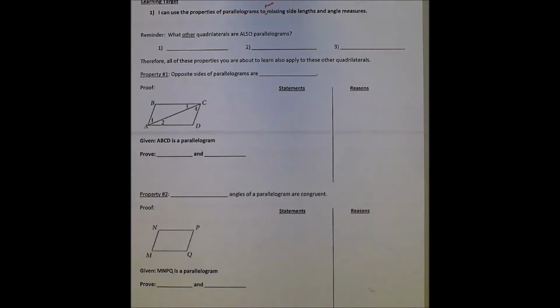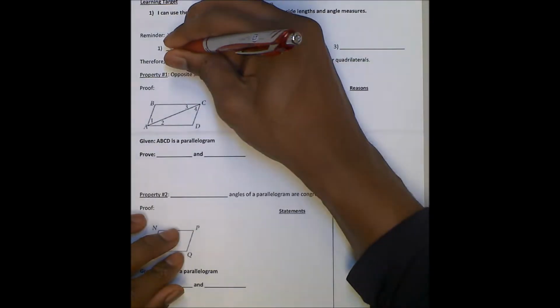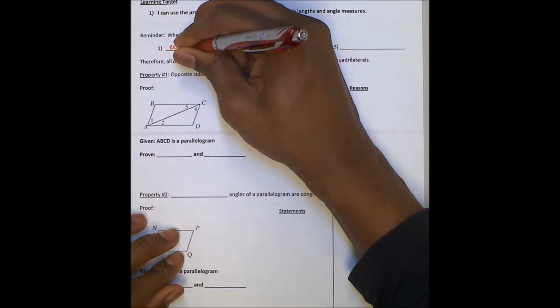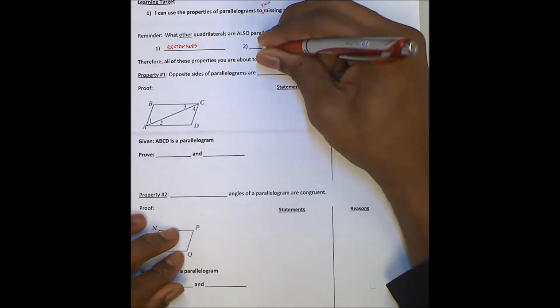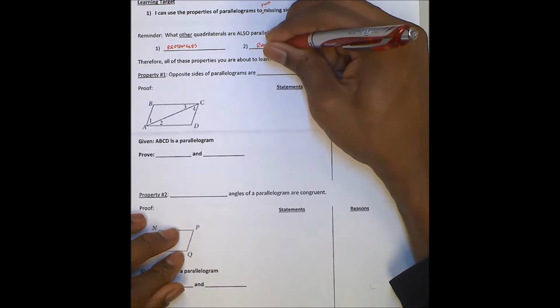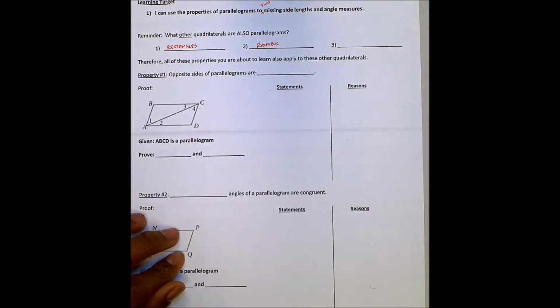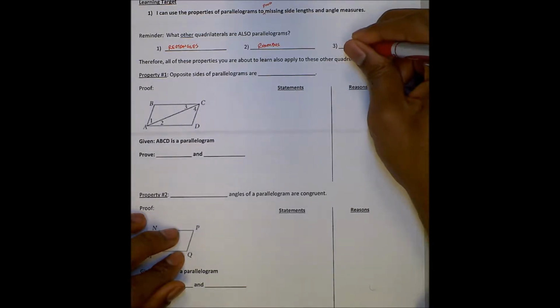talked about classifying quadrilaterals. And so when we talk about parallelograms, remember there are three quadrilaterals that fall into the parallelogram family. Those are rectangles, parallelograms with all right angles, rhombuses, or rhombi, parallelograms with four congruent sides, and then squares. They are parallelograms with four congruent sides and four congruent angles, or four right angles.